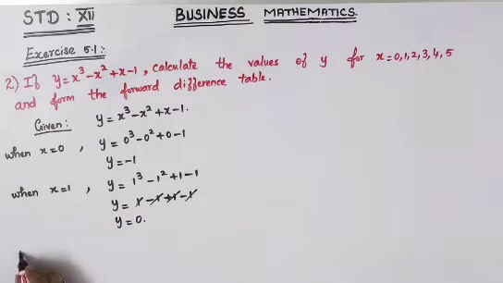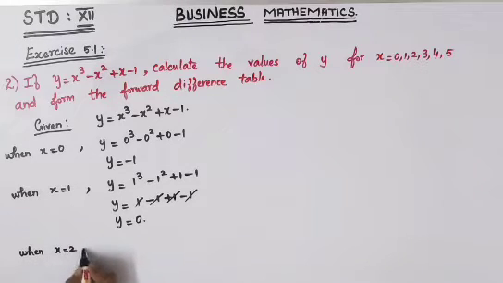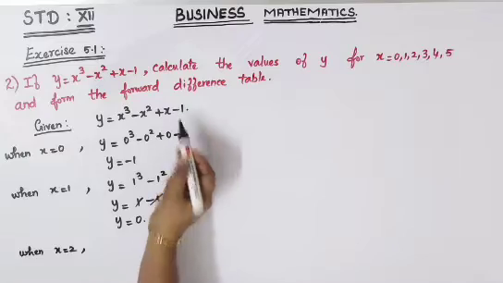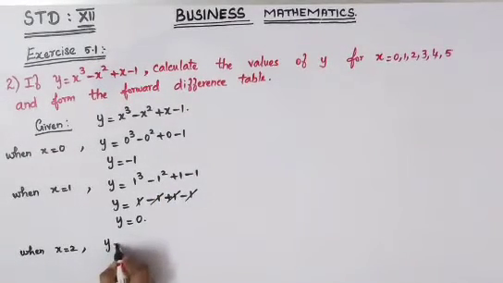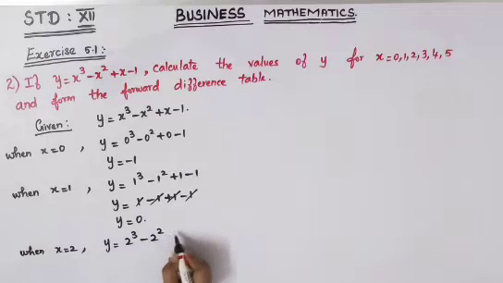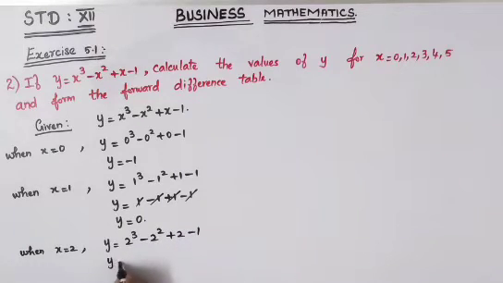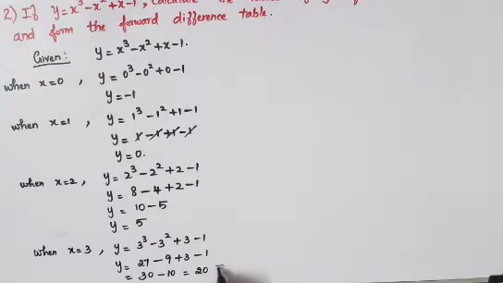Going to your next one, when x is equal to 2, substitute 2 wherever x is there. So y is equal to 2 cube minus 2 square plus 2 minus 1. Solving this, 2 cube will become 8, minus 2 square will become 4, plus 2 minus 1. So that implies y is equal to 20.